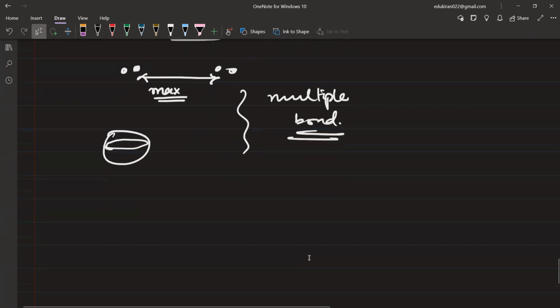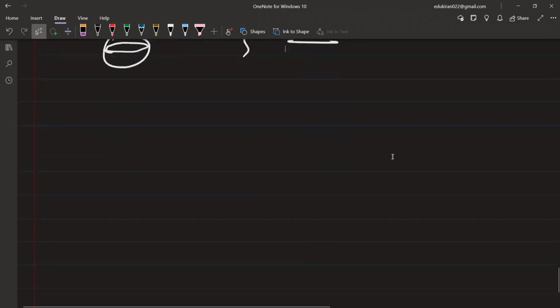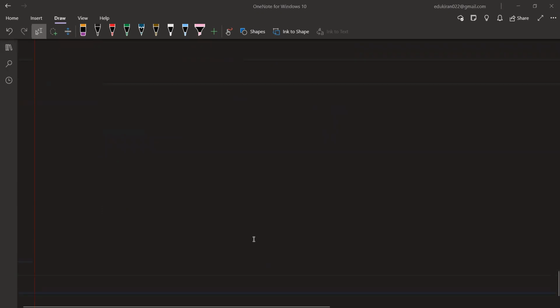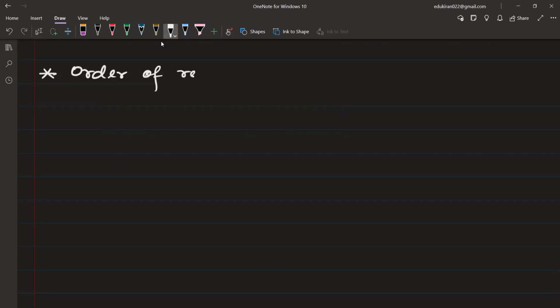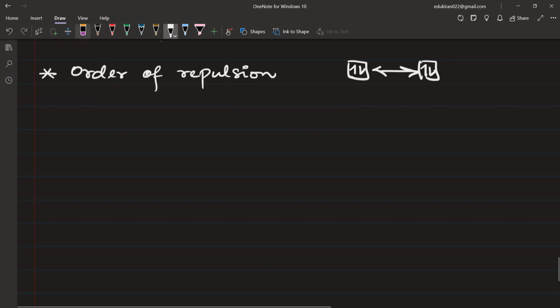I will start with one point. Please write one more thing here, and the last thing is going to be the order of repulsion. If I talk about the order of repulsion, now there will be repulsion between two pairs of electron. Okay, we have one pair of electron like this, there will be another pair of electron like this. Both of these are going to repel each other. Now we have seen only two types of pairs of electron. Either they are going to be lone pair.